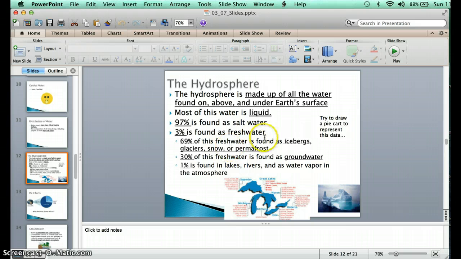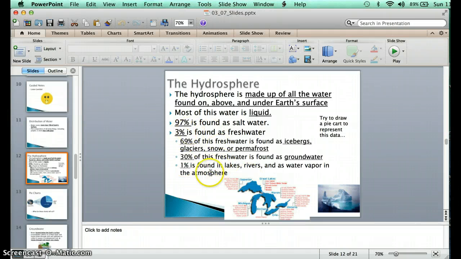69% of our fresh water is frozen. So it's either icebergs, glaciers, which is a mass of ice and snow that is actually slowly moving, snow, or permafrost. Okay, so all these are different types of frozen water. So 69% of our fresh water is frozen. 30% of our fresh water is found as groundwater, and we're going to go into more detail in a second with what groundwater is. And then only 1% of our fresh water is found in lakes and rivers and water vapor in the atmosphere. Okay?